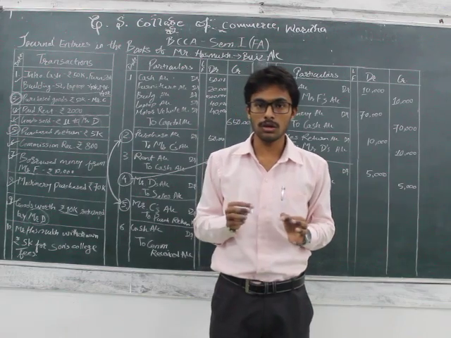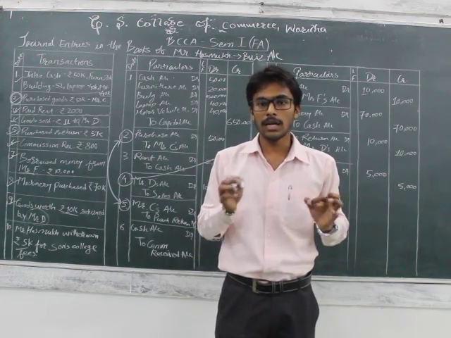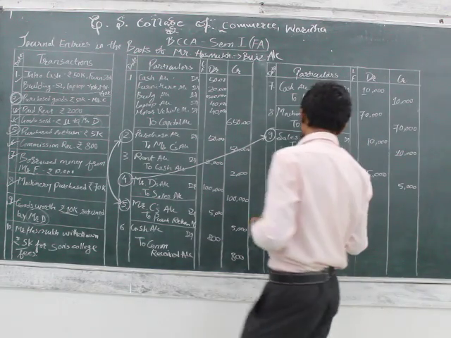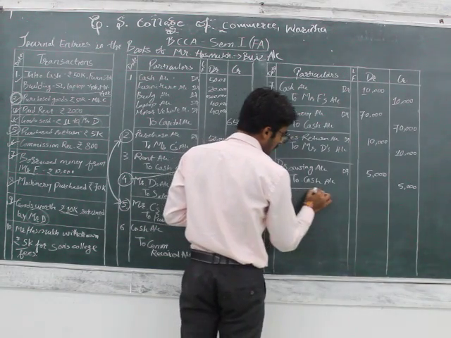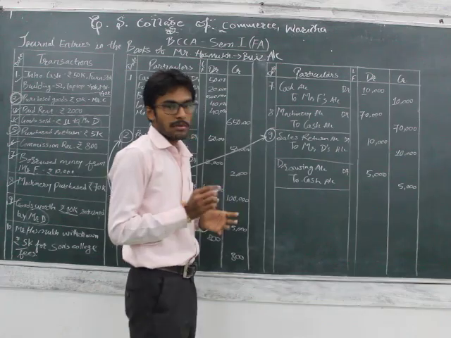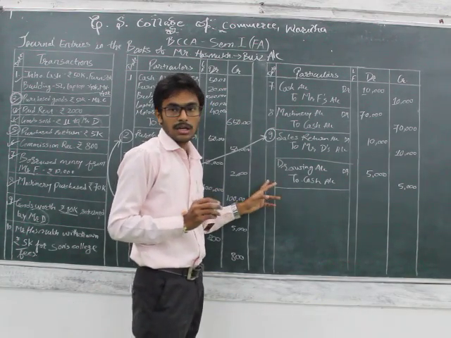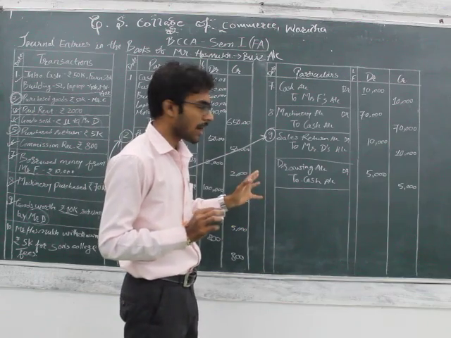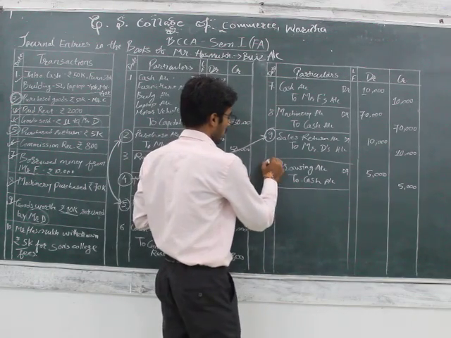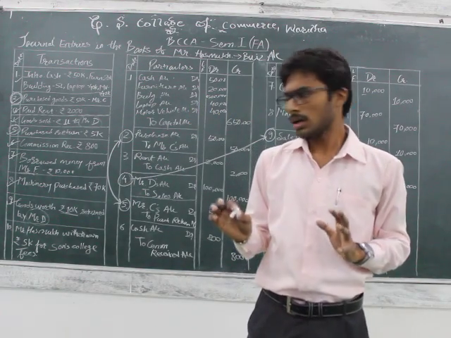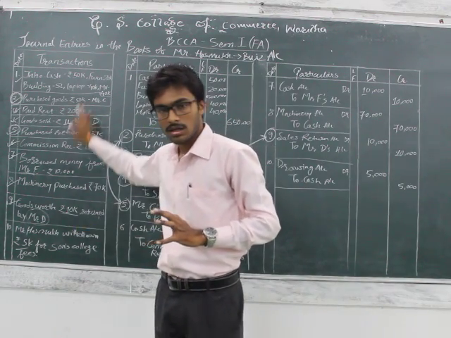Why? Real accounts golden rules principle says debit what comes in and credit what goes out. And what narration you can make here? Being amount withdrawn by business owner, by Mr. Hasmukh. Okay, this is all about this transaction.